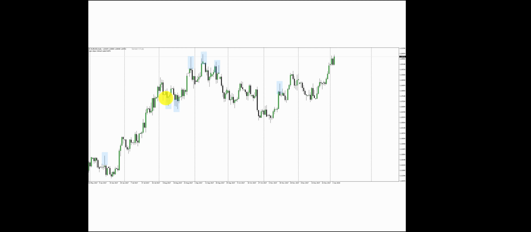So price comes down, market makers get a better price. Price comes down, market makers get a better price. And they're accumulating their long position. Accumulation, accumulation, accumulation. Breaks out, distribution. They start to offload that position. Comes down, then they have to offload some more. Comes down, have to offload some more.